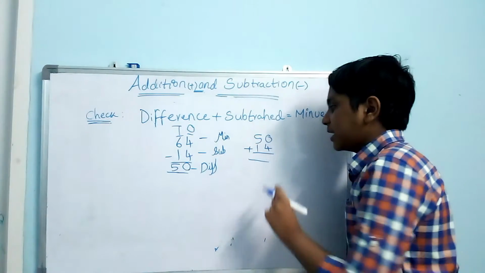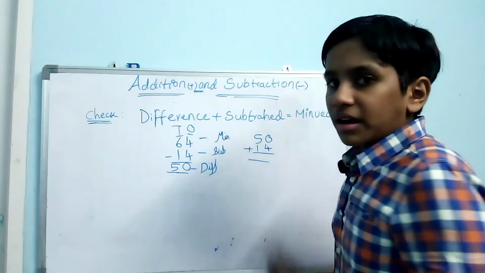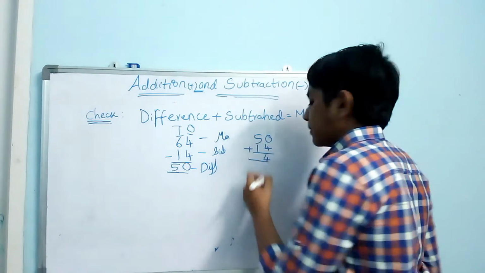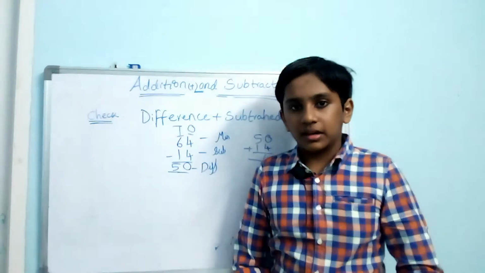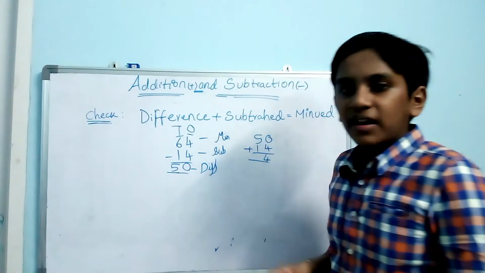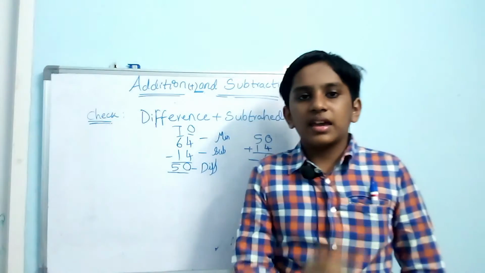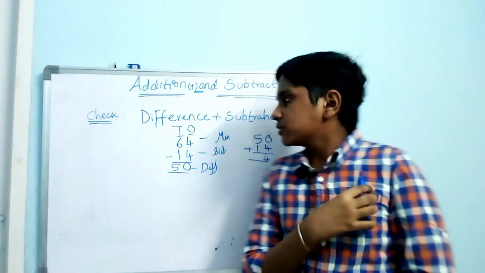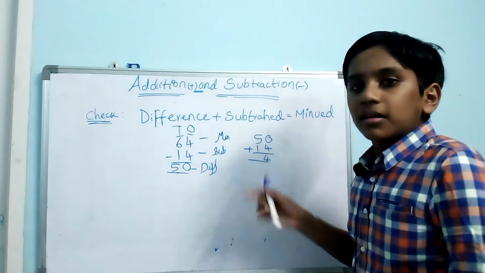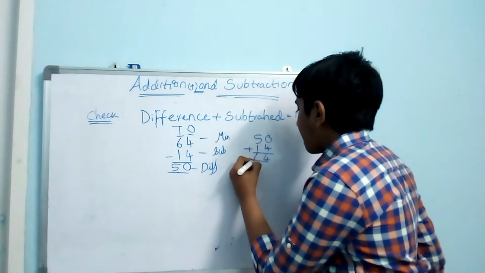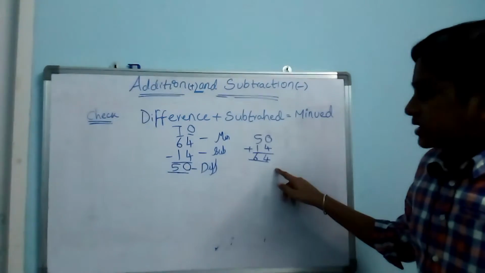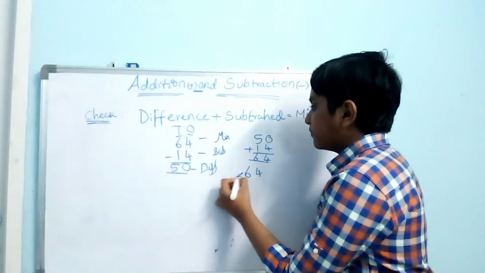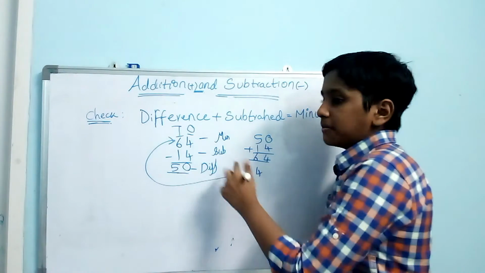Now we have to add these two numbers or addends. 0 plus 4 is 4 because 0 means nothing. And my friends, let's add 5 plus 1. 5 in your mind and 1 finger up. After 5, 6. So my friends, 5 plus 1 is 6. And my friends, the sum is 64. 64 is the minuend.